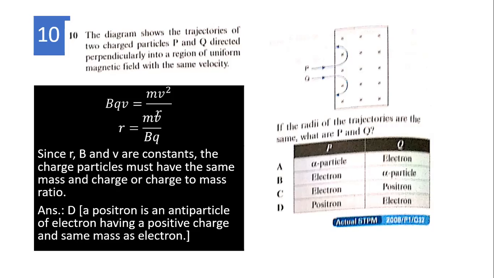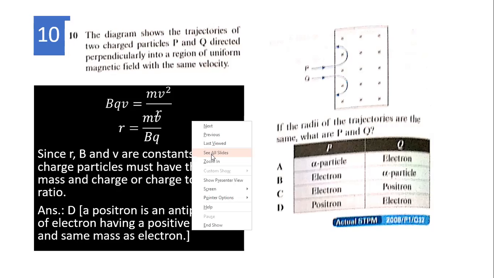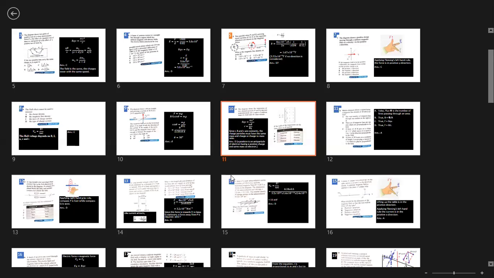A positron is the antiparticle of an electron. That means it has the same mass as an electron, but is positively charged. Okay, the rest you can do yourself. Let's try some structure questions before we end for the day.